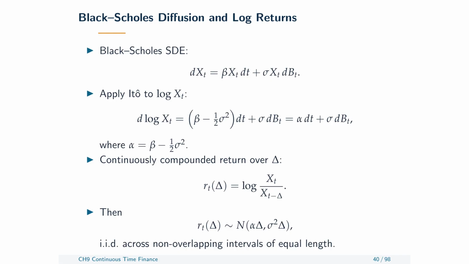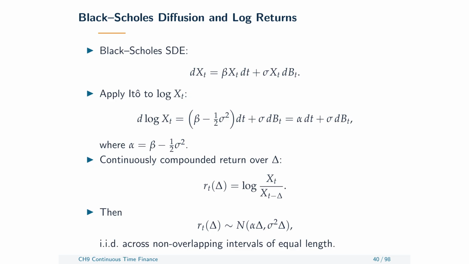Geometric Brownian motion provides a closed-form example. The level satisfies dx equals beta times x times dt plus sigma times x times dB. Applying Ito's lemma to log x gives a constant drift equal to alpha, which is beta minus 1/2 sigma squared, plus constant diffusion sigma. Log returns over interval delta are therefore independent normal variables with mean alpha times delta and variance sigma squared times delta.